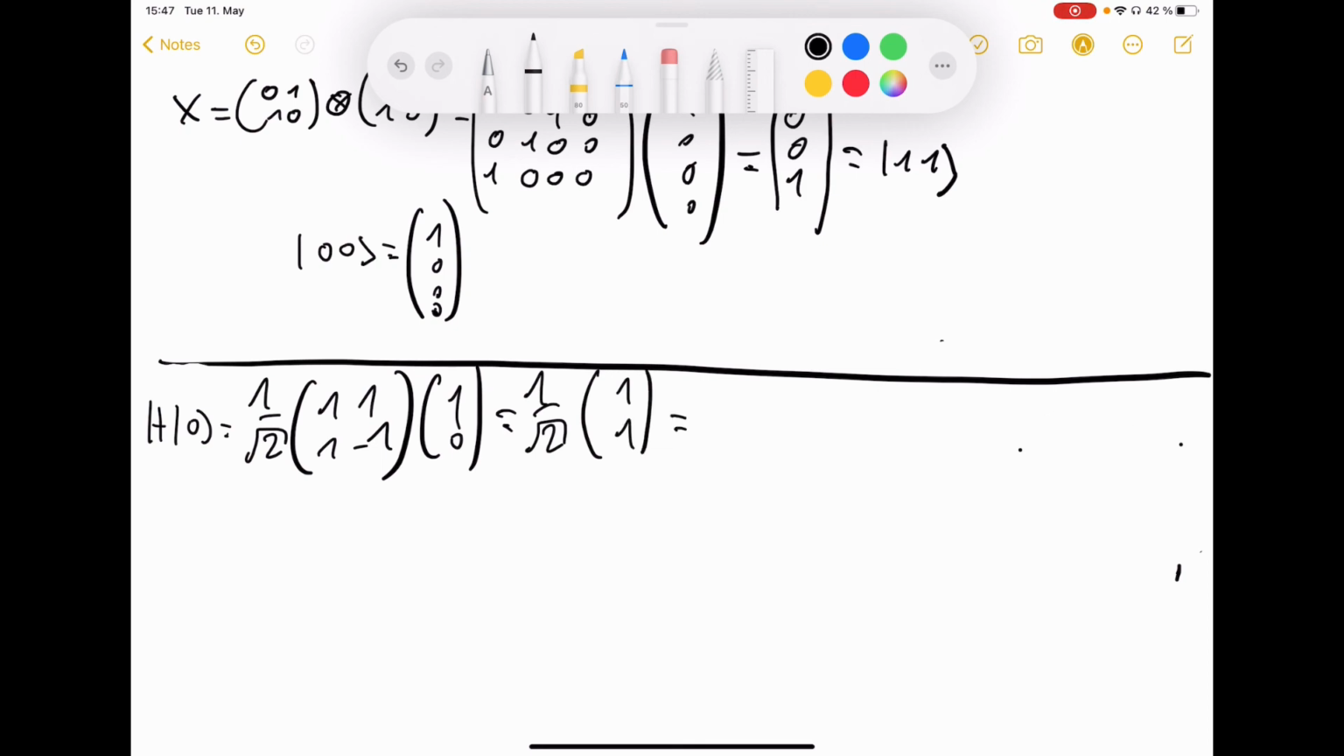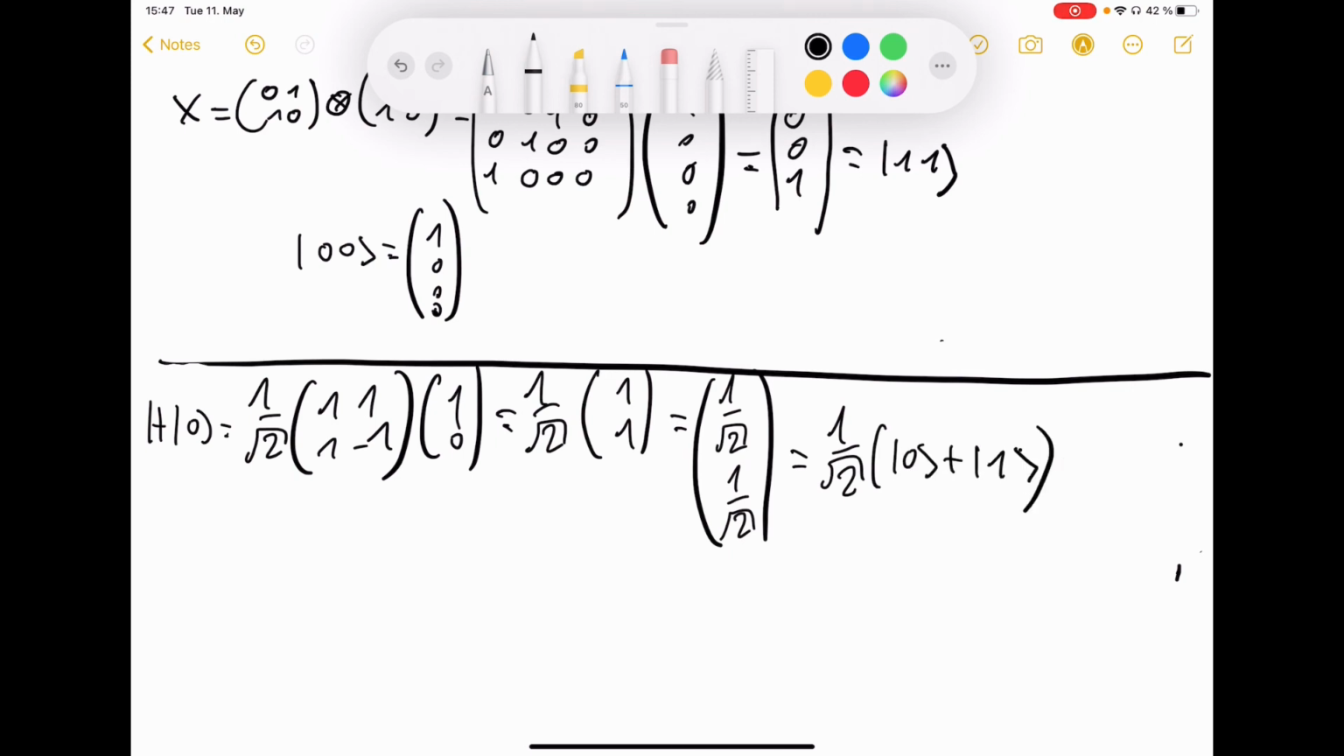And another way of writing that down is, of course, with the amplitudes in there, which again is this state here. Okay. And if you try that again, so if you apply the Hadamard transformation again to that state here, then you will get the original state back, meaning you'll get back 0 in that case.